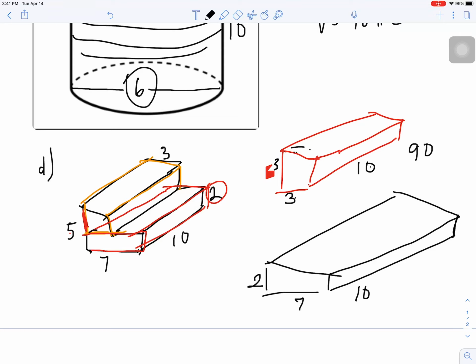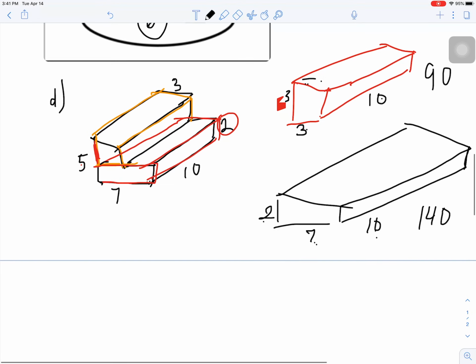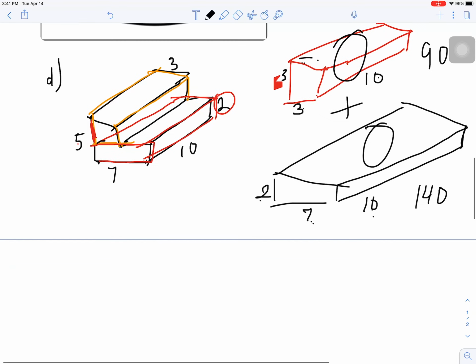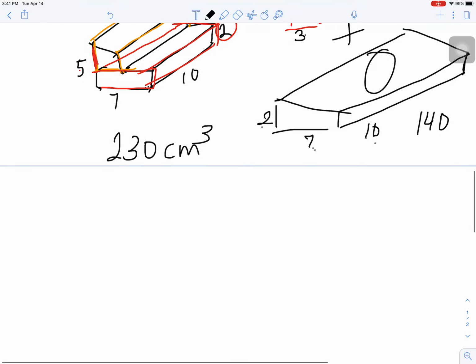Okay, so let's figure out the area for the top. 3 times 10 gets us 90. Right, and the bottom gets us 2 times 7 times 10. We get 2 times 7, which is 14, times 10 is 140. So in order to find the combined areas, we're adding these 2 together. So 90 and 140 will get us to 230 centimeters cubed.